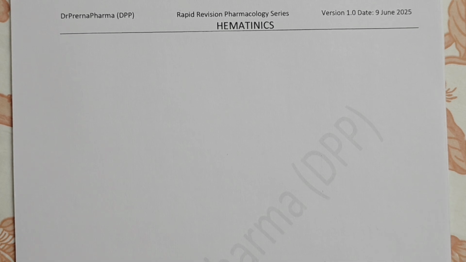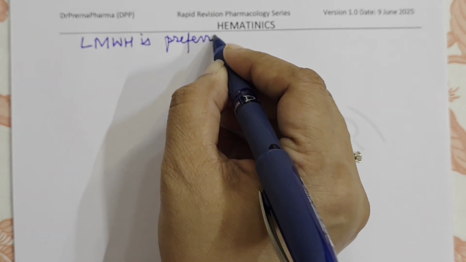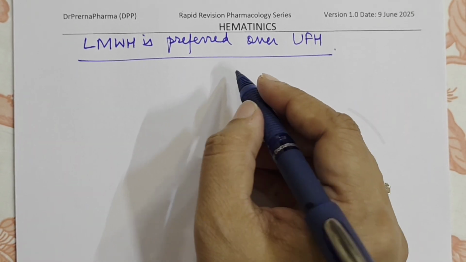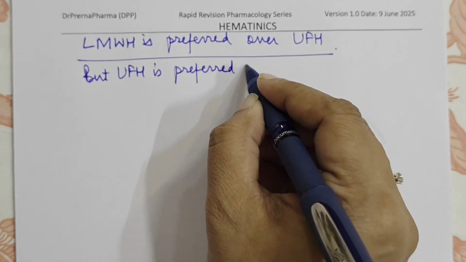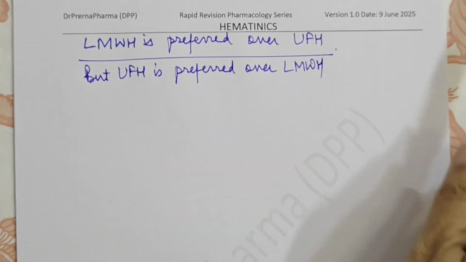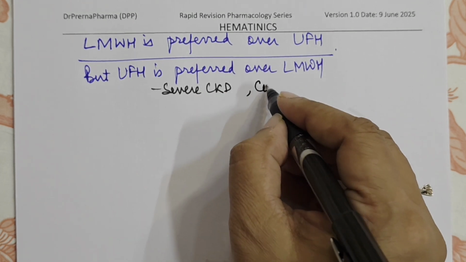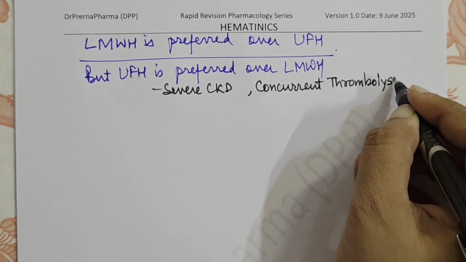So moving forward, usually LMWH is preferred over unfractionated heparin wherever there is a requirement, but unfractionated heparin is preferred over LMWH in which conditions? Severe CKD. Then if you are giving concurrent thrombolysis, then LMWH is not given, right?